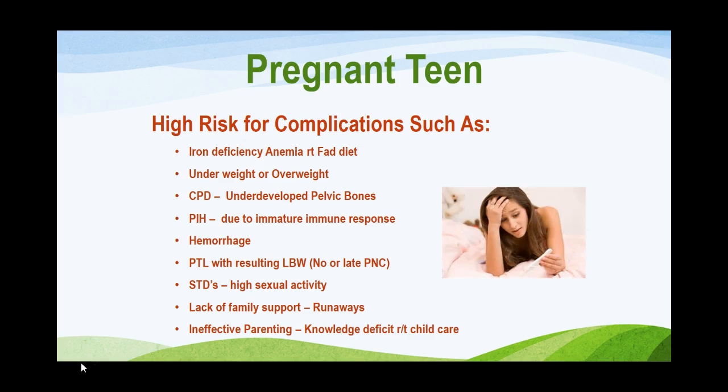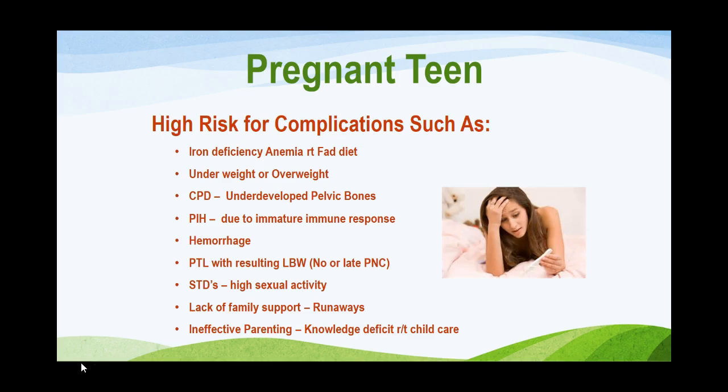So, pregnant teens, they are at high risk for complications such as iron deficiency anemia because they go on fad diets. They don't eat enough protein. They don't eat at normal times of the day. Maybe they don't want to eat at all. Typically, they can be very underweight or very overweight. Just depends. They also have underdeveloped pelvic bones. Remember, these people are not finished growing yet.